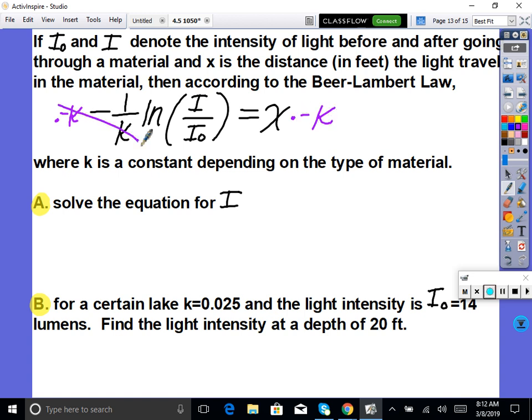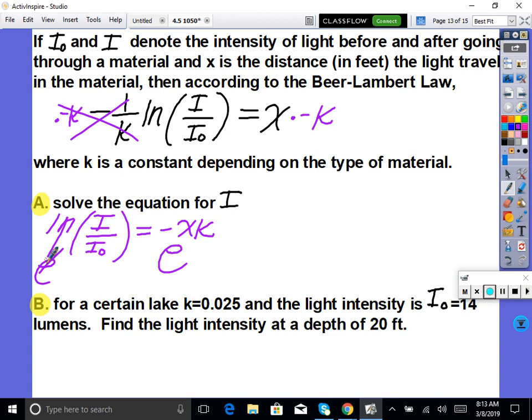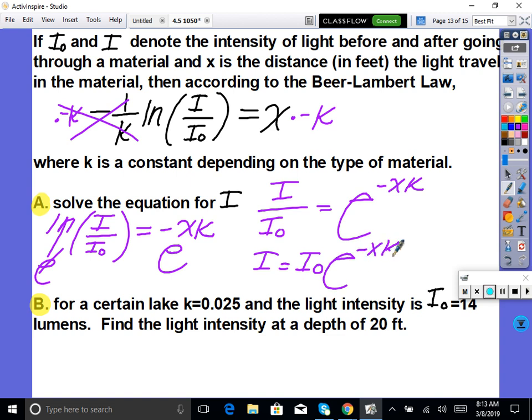Because now look, these divide out, don't they? So then I have, rewrite your problem, ln of I divided by I sub 0 is equal to negative xk. Next step, e both sides. So then we have I divided by I sub 0 is equal to base e raised to the negative xk, then yep, times by I sub 0. So I is equal to I sub 0 e to the negative xk.